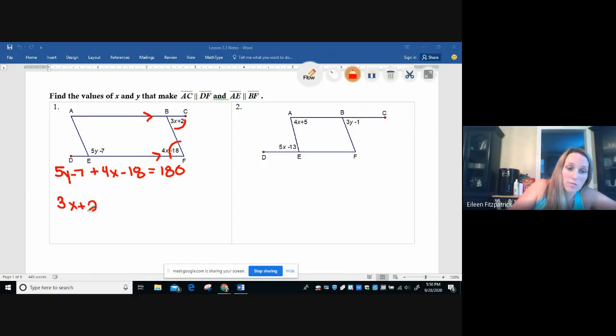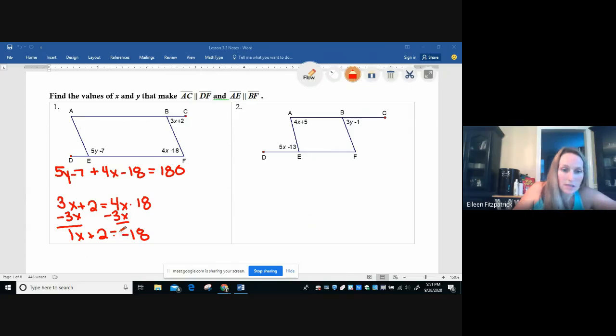3x plus 2 is equal to 4x minus 18. So the first equation that I set up, I wasn't going to be able to solve because there's both x and y, but now I have a second equation that can be solved because there's just an x. So let's subtract the 3x from both sides. Right, so then I have 1x plus 2 is equal to negative 18.